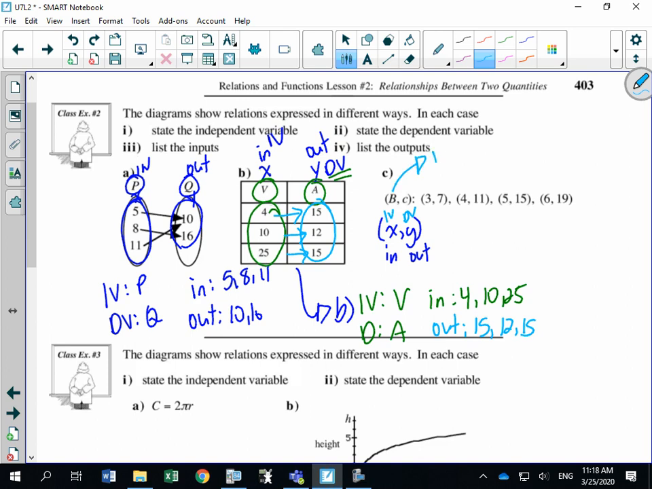So remember that input, output, independent variable, dependent variable. So IV and DV. So B is my independent variable, and C is my dependent variable. And then my inputs are all of my X values. So 3, 4, 5, and 6. And my outputs are all of my Y variables. So when I input a 3, a 7 spits out. When I input a 4, an 11 spits out. When I input a 5, a 15 spits out. Input a 6, 19 spits out.